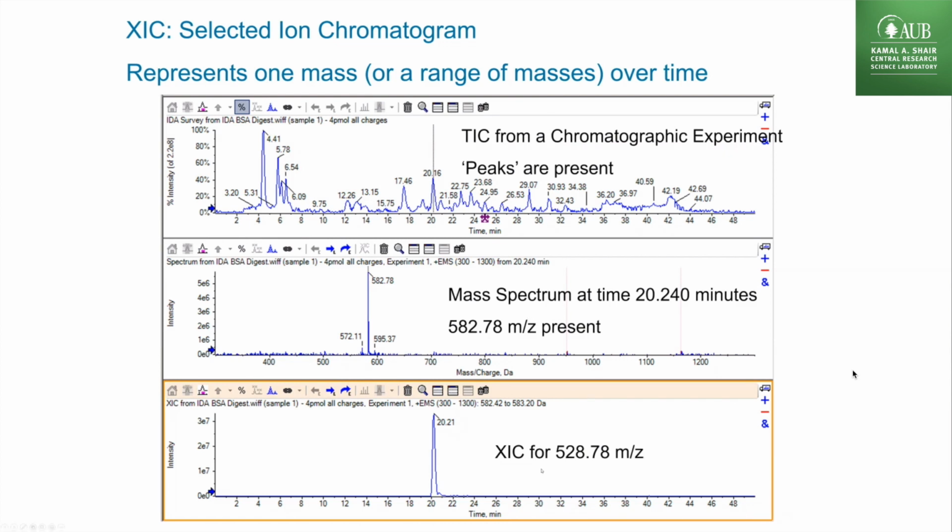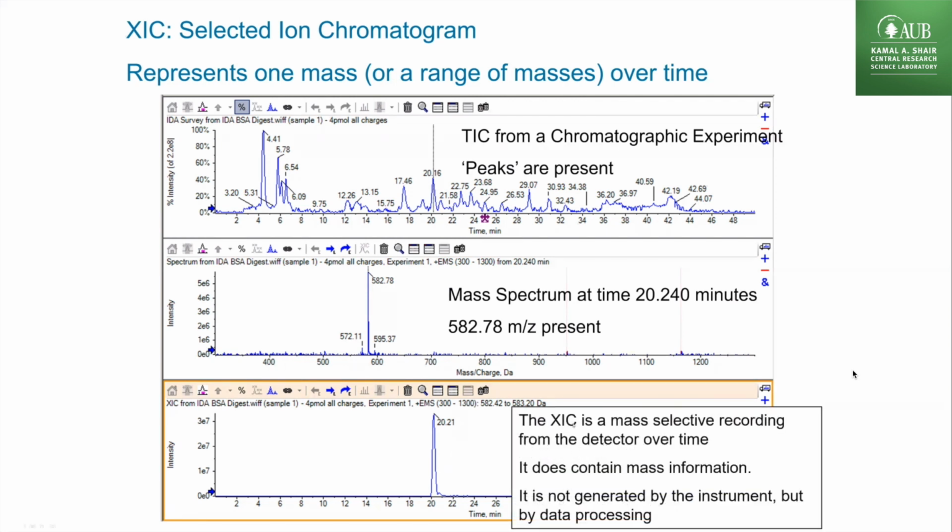But you have to understand what's going on in the data and how it's collected in order to look at this data. So the XIC is a type of chromatogram that is mass selective. So it does contain mass information. It's not shown to you exactly, but because you have chosen a mass range to show, it does contain mass information.